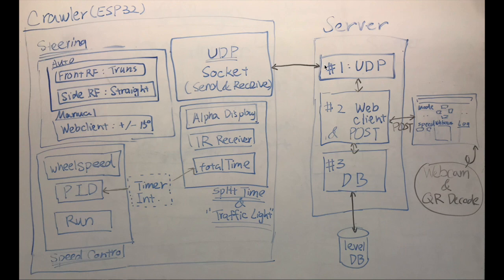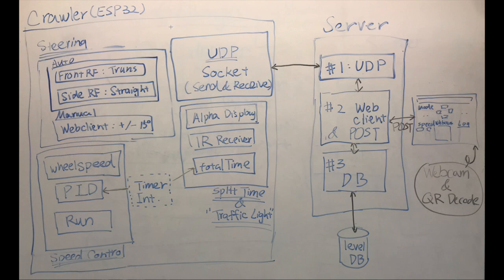Looking at the server, it has three major functionalities. The first one is creating the UDP socket to communicate with the ESP, and the second is hosting the web client and handling post requests, since we're using post requests to communicate between the web client and the server. In addition, we are doing webcam and QR decoding on the browser level, using JSQR to do the QR decoding. And lastly, we put all current split times into the database, and we're using LevelDB to do that.